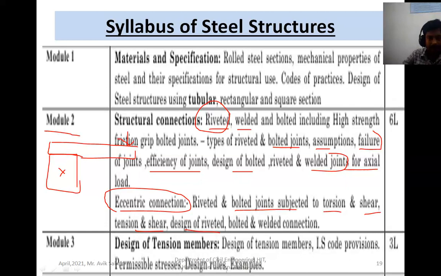In the third module, you see that 6 lectures are allotted. In module 1 I think 2 lectures are allotted, whereas in module 3 you will learn how the tension members are designed, what the IS code provisions are, what the permissible stresses are, and what the design rules are. We also work out different examples of tension members.